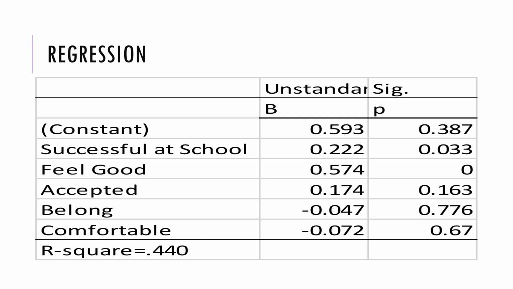So now check out the R-square. It's 0.440. This means that 44% of the change in hopeful scores is accounted for by these 5 variables. These 5 variables in the model account for nearly half of the variance in scores for feeling hopeful. So we can create an equation and pretty much guess what someone will score on a hopeful measure using these 5 measures. Now, these 5, successful at school, feel good, accepted, belong, and comfortable, together account for 44% of any change in the hopeful scores.